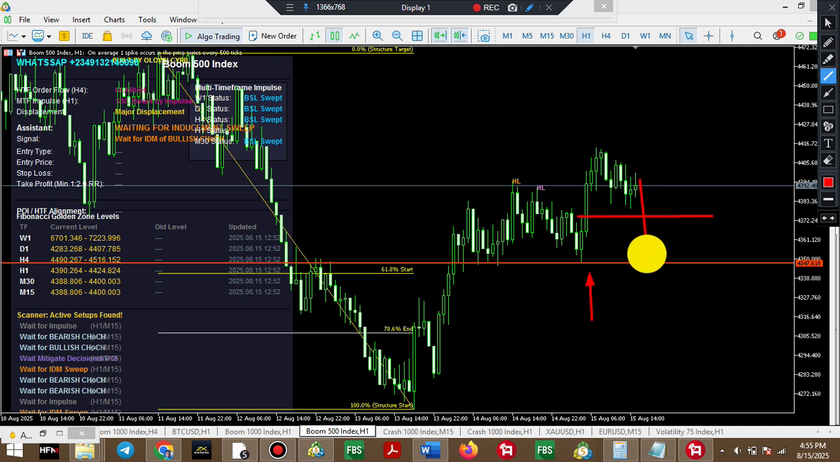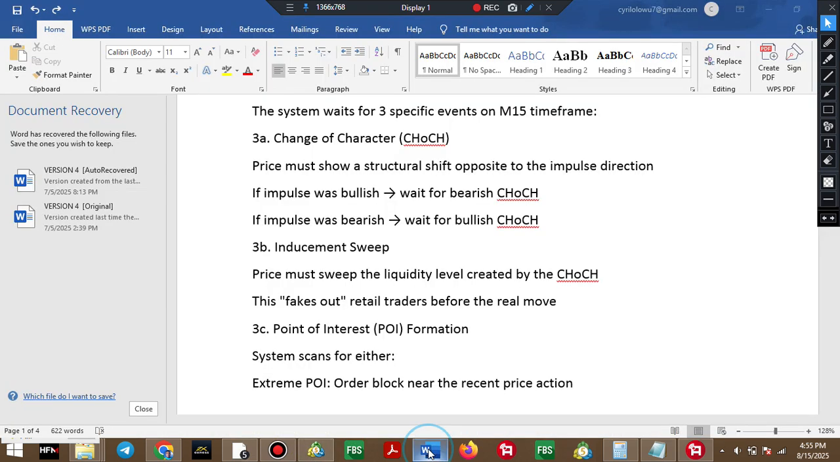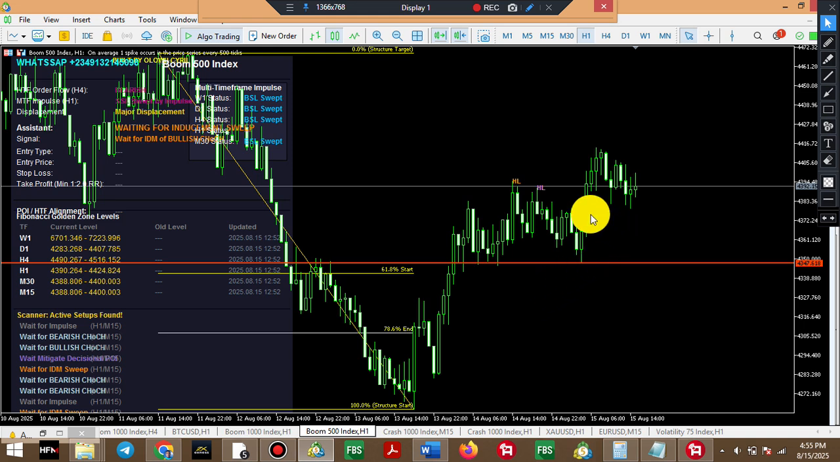So for you not to be a victim, the system has that sense to catch or trigger that kind of situation. So it doesn't just generate a signal. After it has seen a change of character, it's going to be looking out for what? Liquidity sweep. And what do we talk about a liquidity sweep? Price must sweep the liquidity level created by the change of character. When you come back to the chart, what created this change of character?